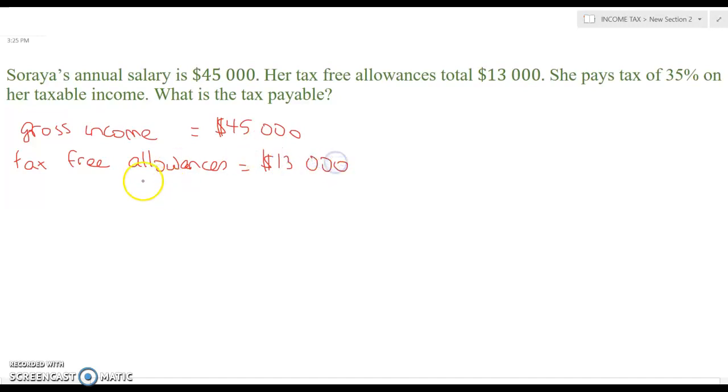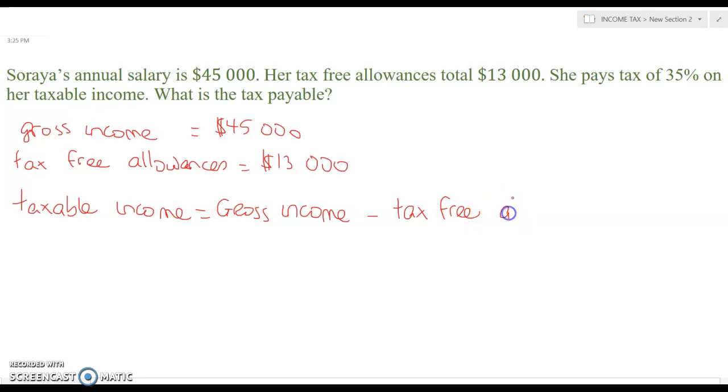So the taxable income, remember, is the gross income minus the personal allowance, or we call them the tax-free allowances sometimes, like here. So that would be 45,000 minus 13,000, right? So we are going to get $32,000. So $32,000 is taxable income.